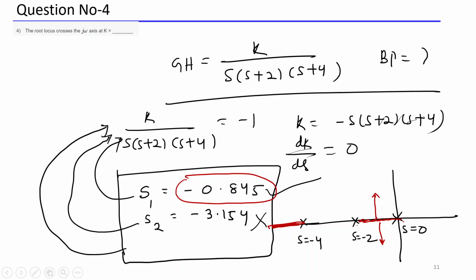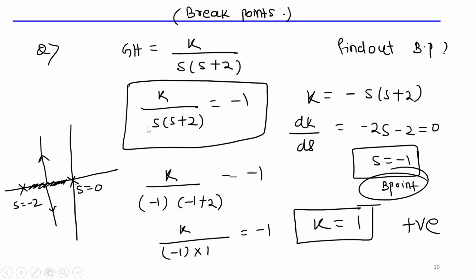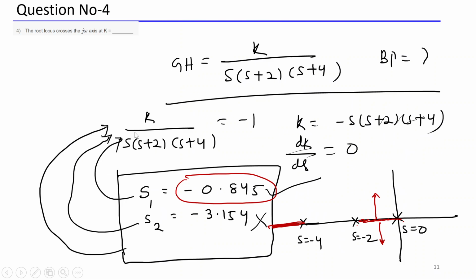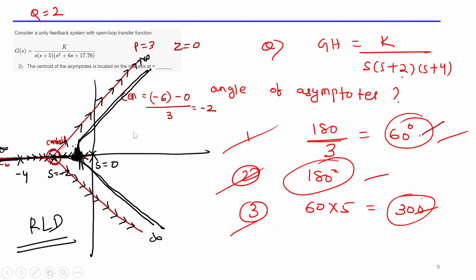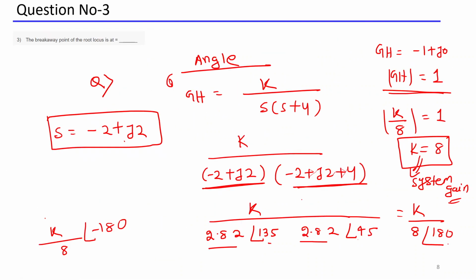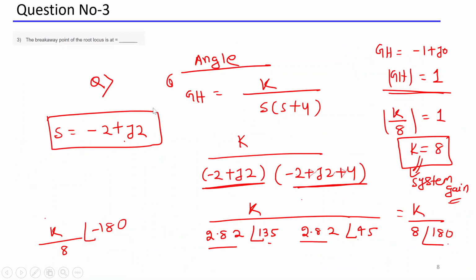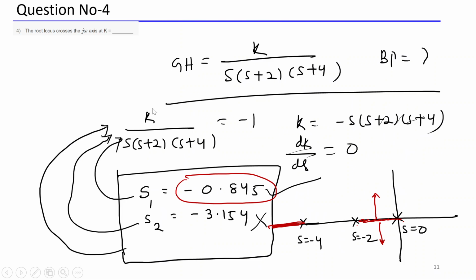The root locus crosses the j omega axis at which point? So first let me go to that question. Which question is it talking about? Question number 3. Okay, it is talking about this question. Questions 2, 3, 4, I think they are linked questions. So for that question, he is asking us to find out the k value at which it will cross the imaginary axis.